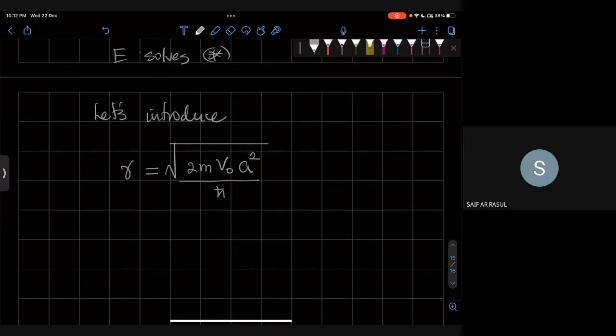And the other one is alpha, and alpha is telling you how your energy is related to your potential energy.